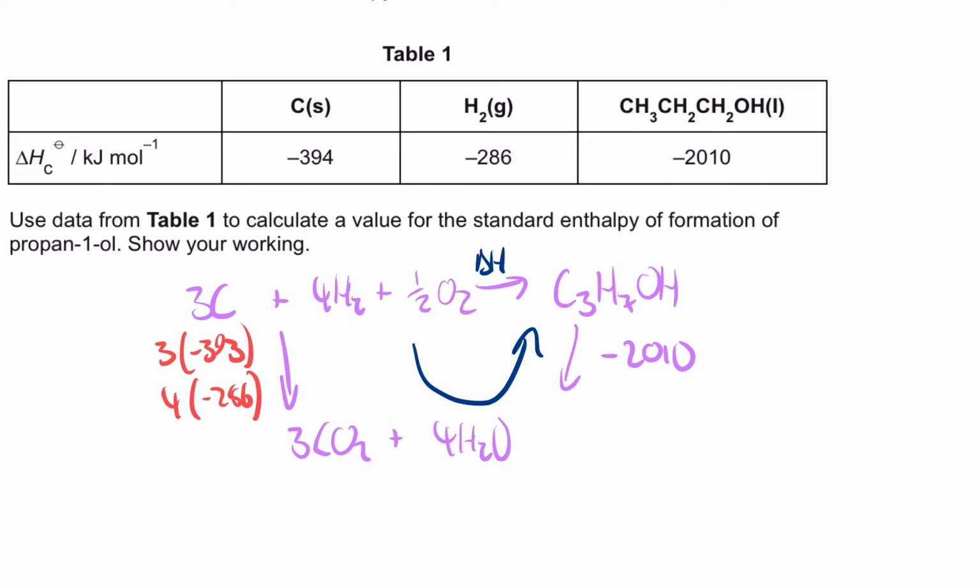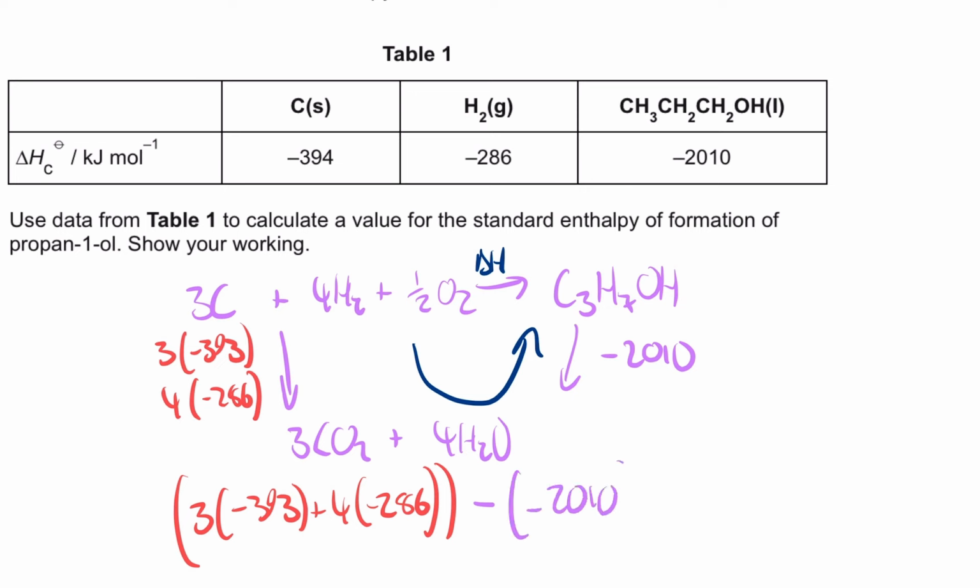Initially, we go with the arrow, so don't need to change any signs there. 3 lots of minus 393, plus 4 lots of minus 286. Now we're going against the arrow. So here we're going against the arrow this way. So minus all of this stuff, 2010. And there we get to minus 316 kilojoules per mole.